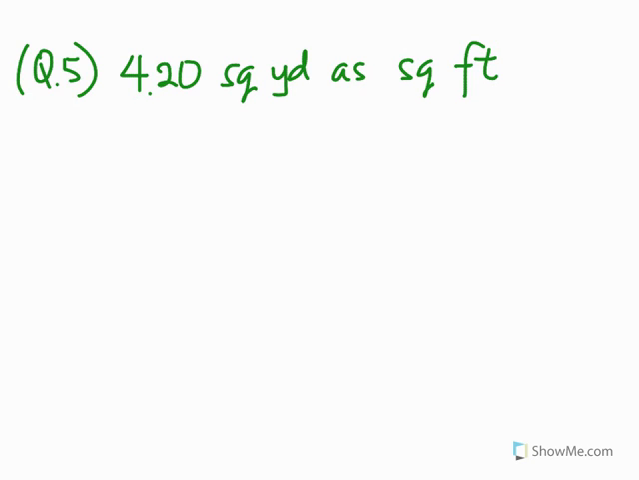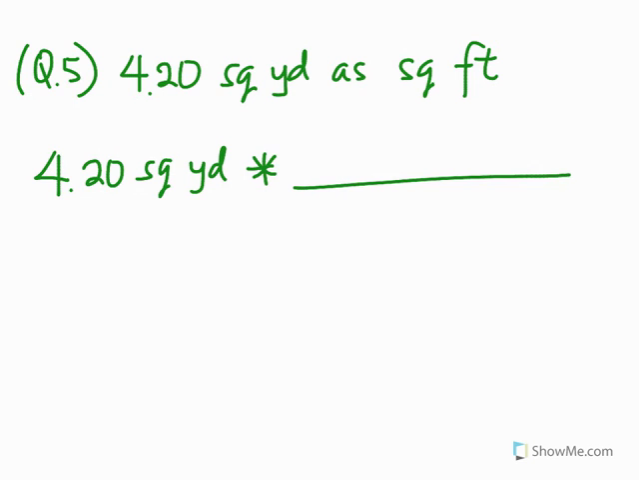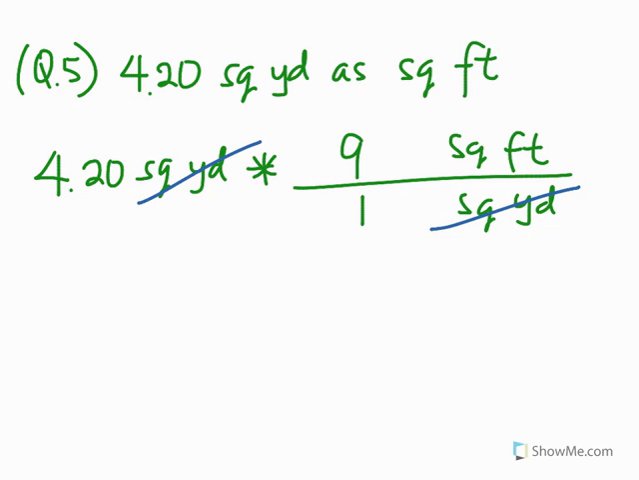Question 5. 4.20 square yards are square feet. So we have a 4.20 square yards times, we of course write our square yards here and our square feet here. And we ask ourselves, what is the relationship between a square yards and square feet? We see that 1 square yards is 9 square feet. Okay, then our square yard crosses out the square yards. And we now have a 4.20 times 9. That gives us a 37.8.